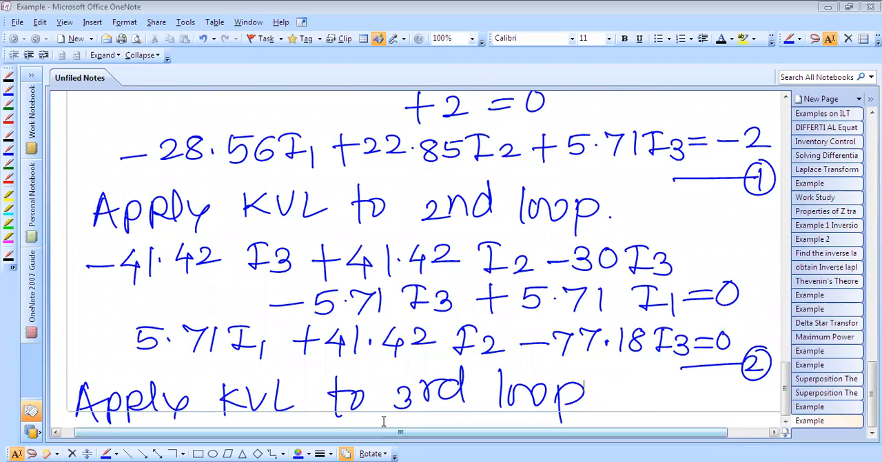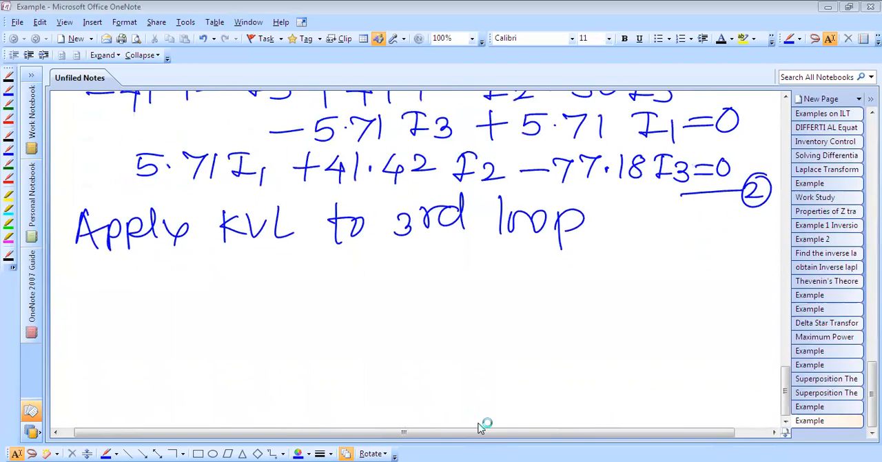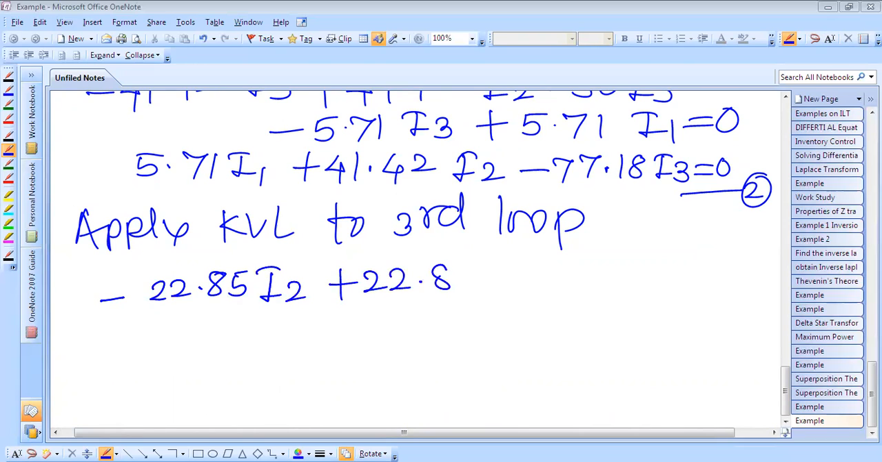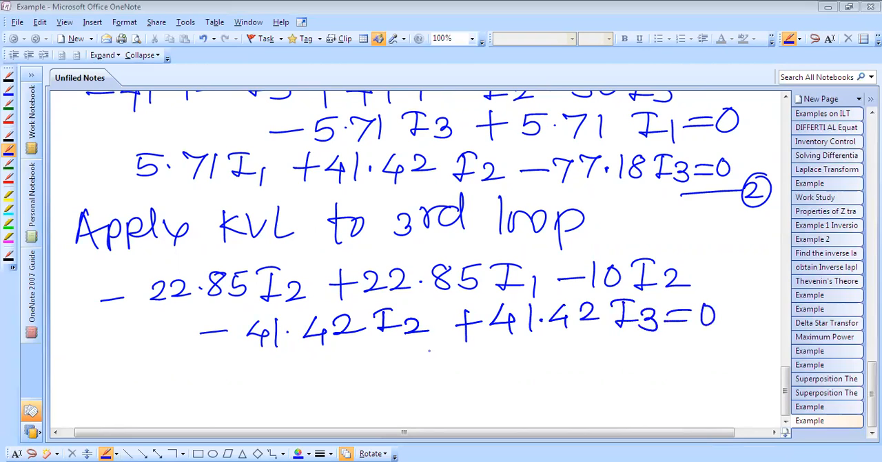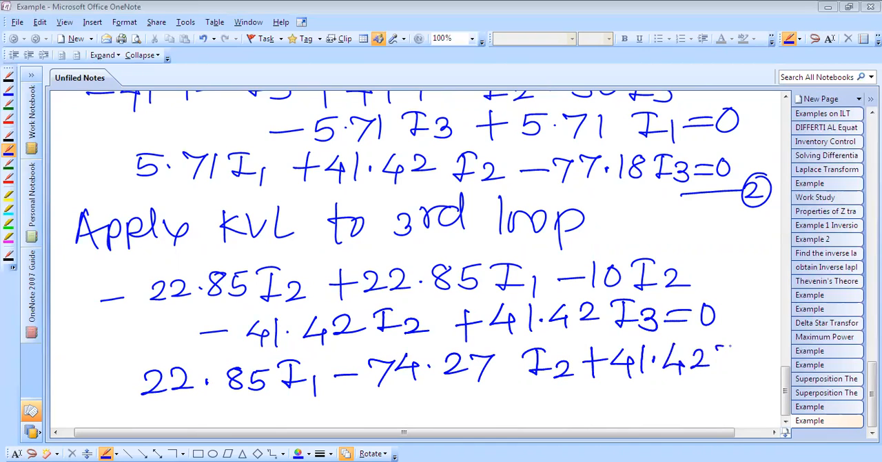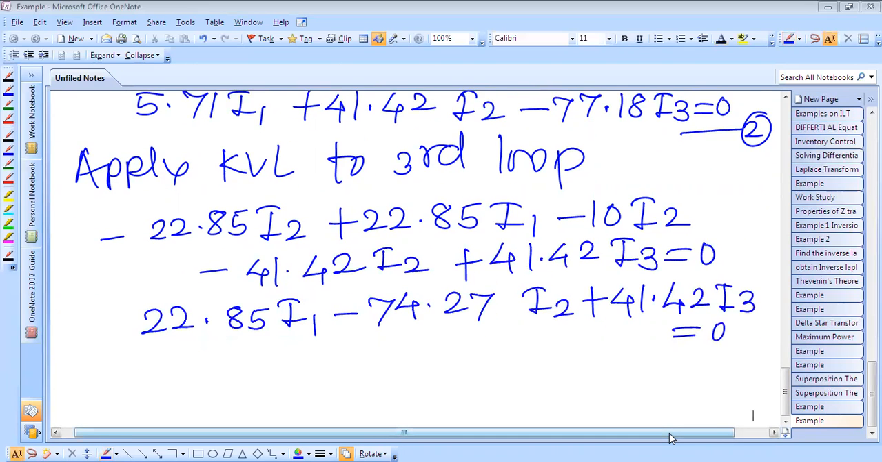Minus 22.85 I2 plus 22.85 I1 minus 10 I2 minus 41.42 I2 plus 41.42 I3 is equal to 0, and you will get here 22.85 I1 minus 74.27 I2 plus 41.42 I3 is equal to 0, and this is your equation number 3.